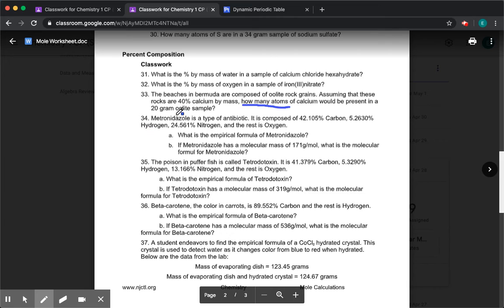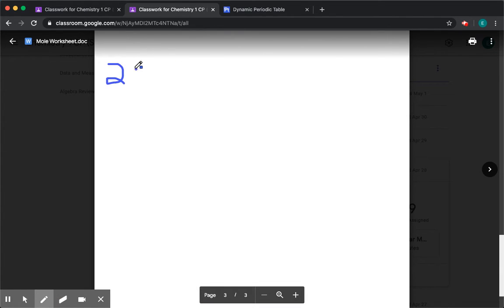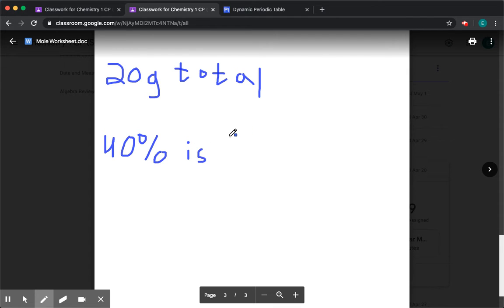So we need to figure that out. What do we know? We know that the sample is 40% calcium. And how much mass do we have? We have 20 grams. So in order to answer this question, number 33, first thing we need to figure out is how much calcium we have, okay? We have 20 grams total, and that's what we got from the problem. Out of those 20 grams, 40% of it is calcium. If you know the percentage in the total, you can figure out how much of it you have, okay? So then the calcium mass is going to be equal to the total times the percentage, okay?